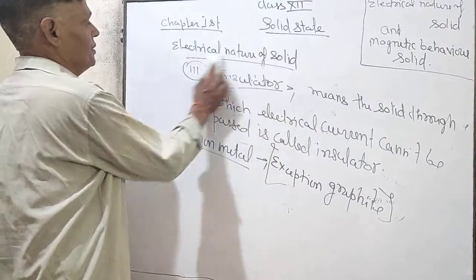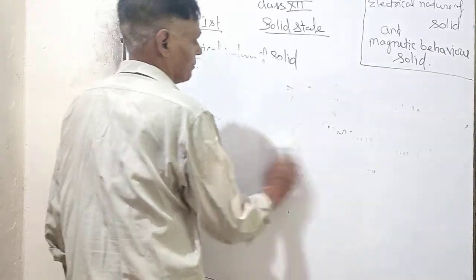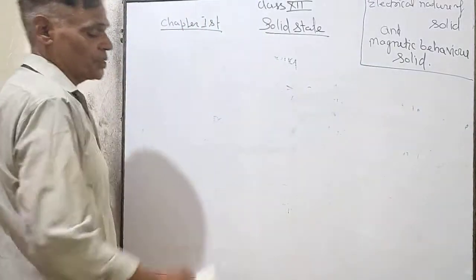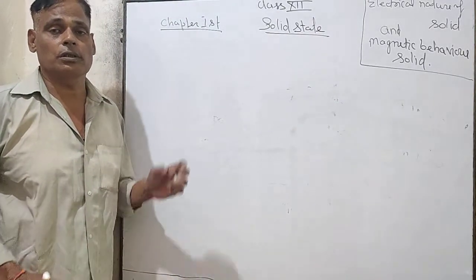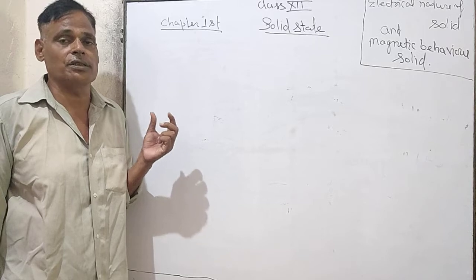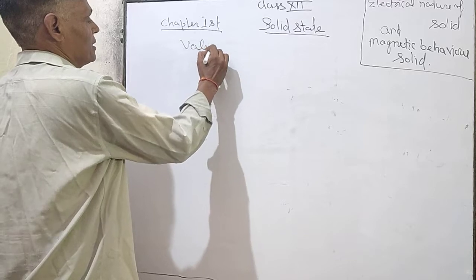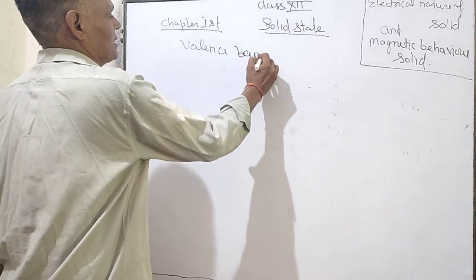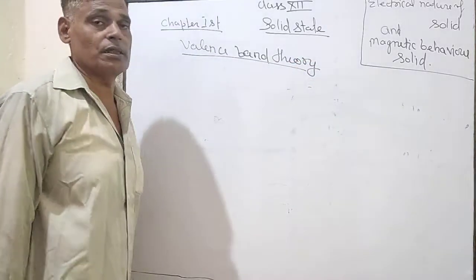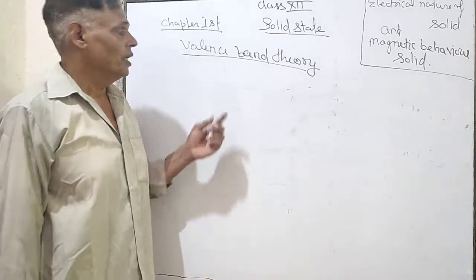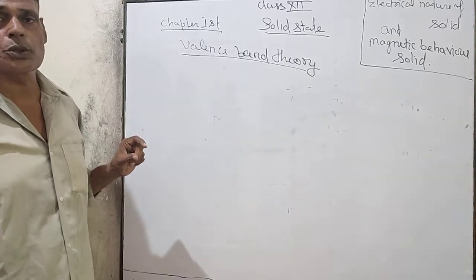Now we will try to understand the concept developed to explain the electrical nature of solids. One theory throws light on the nature of solids as far as electrical nature is concerned, and that theory is called valence band theory. This is the theory which explains the electrical behavior of solids.